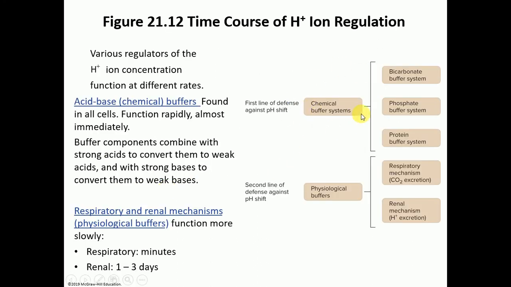Okay, so these are your chemical buffer systems, either bicarbonate buffer or phosphate buffer system or a protein buffer system. And again, what they do is take strong acids or strong bases and change them into weaker acids or weaker bases. Second line of defense are your physiological ones, which are respiratory mechanisms, either increasing or decreasing the rate and depth of respiration in order to eliminate carbon dioxide, and that takes about minutes to produce an effect, while the renal mechanism, or increase of renal excretion of hydrogen ions, takes days in order to produce an effect.